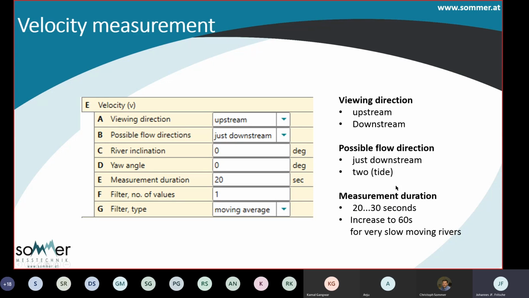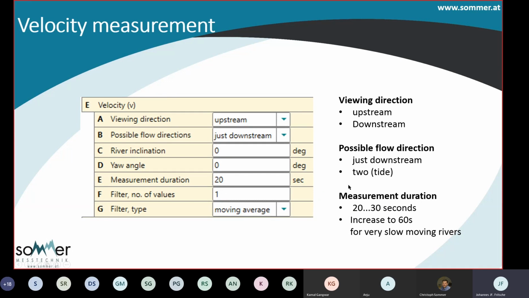But if your measurement site is close to the ocean, you might get tidal influence, and then the water flow can go in both directions, downstream and upstream. Then you have to tell the instrument that your flow can be in both directions, so you select the tide option here.